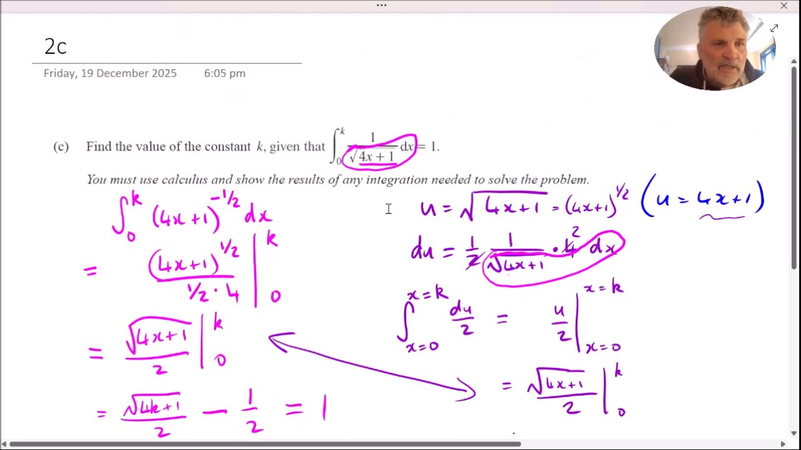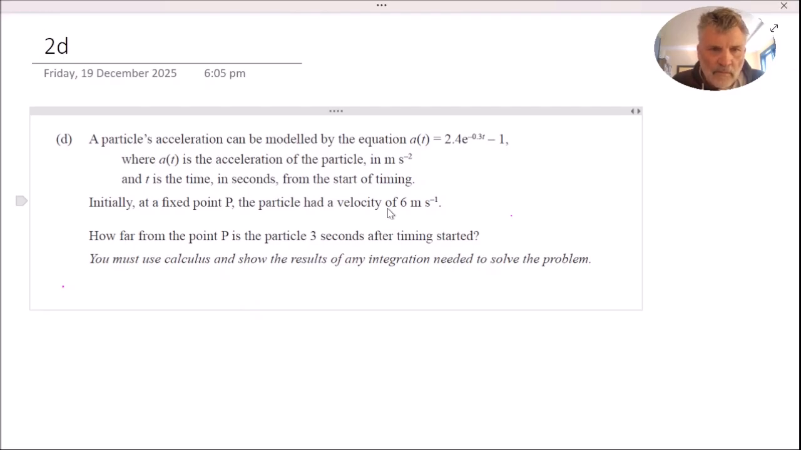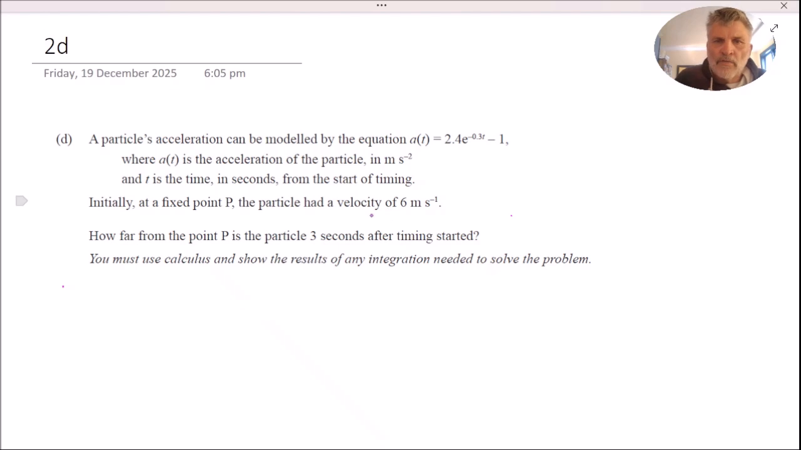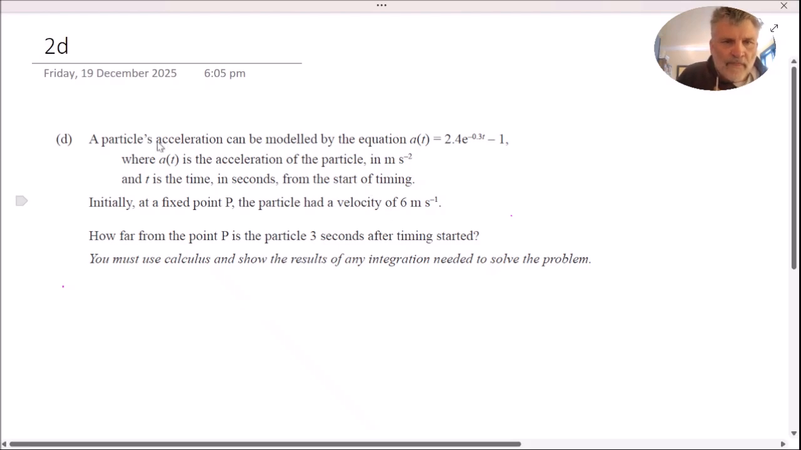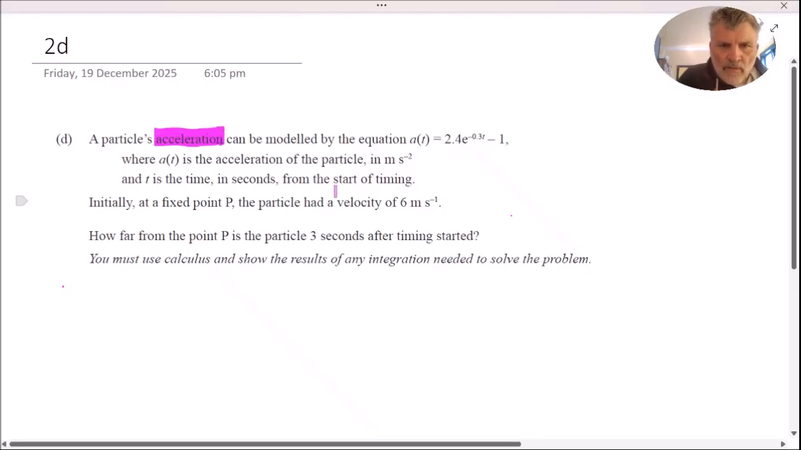So let's move on to part D, question 2, part D. A particle's acceleration can be modelled by some equation. It says initially at a fixed point P, the particle had a velocity of 6 meters per second. How far from the point is the particle? So we've got acceleration. Let's actually highlight it. We've got acceleration, we've got velocity, and how far is the point?